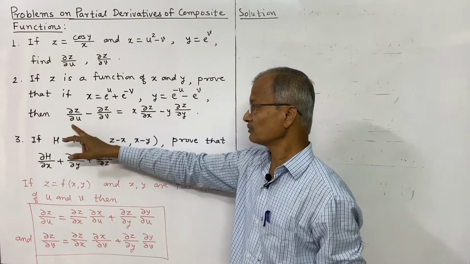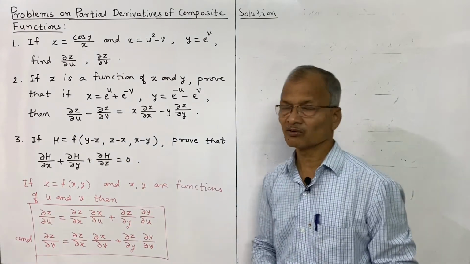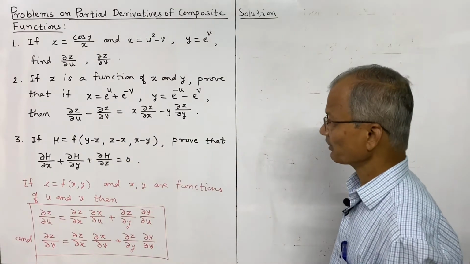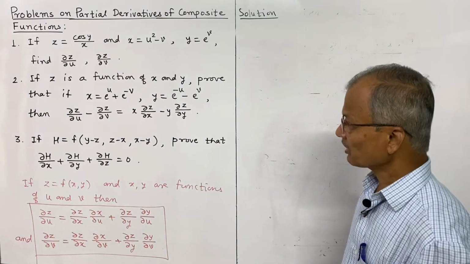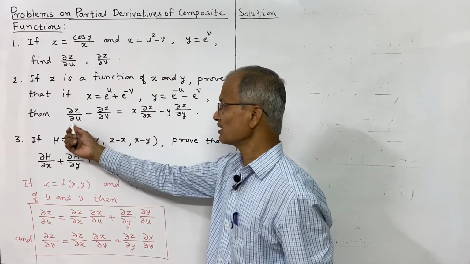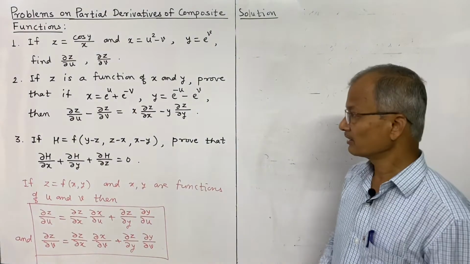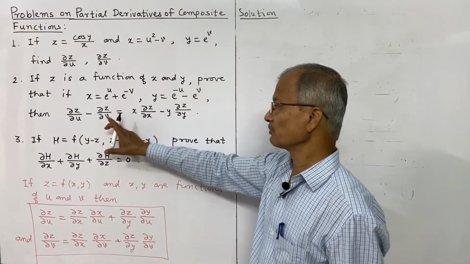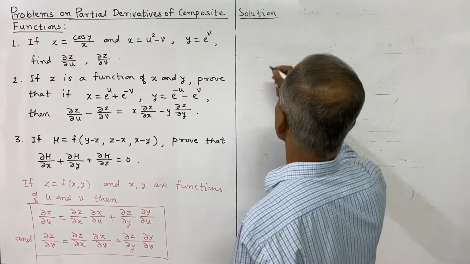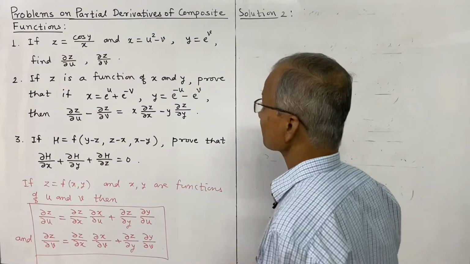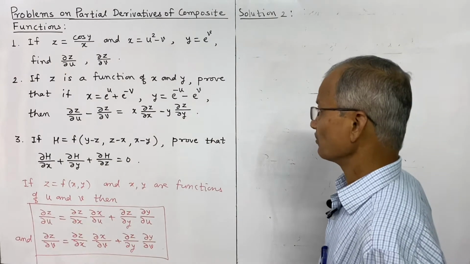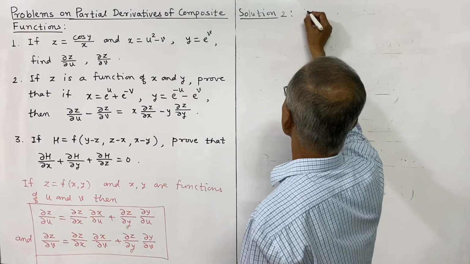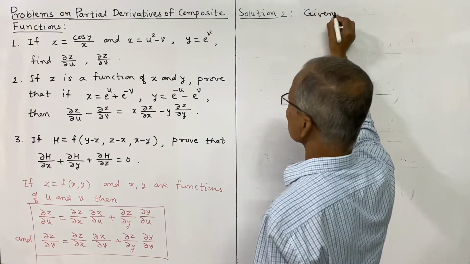Then we have to show that this relation holds. The partial derivative of z with respect to u minus partial derivative of z with respect to v, subtraction of these two, is equal to this much. So for this purpose we have to find out the partial derivative of z with respect to u and then partial derivative of z with respect to v. So we shall write solution for second. Z is a function of x and y, which are functions of u and v. So given, but one thing is to be noted.